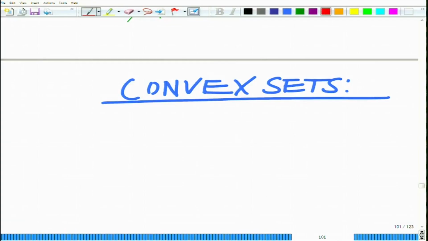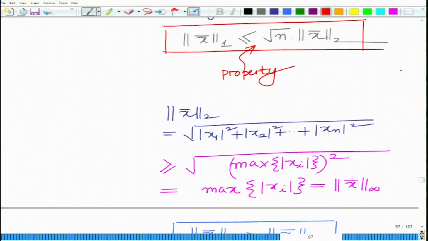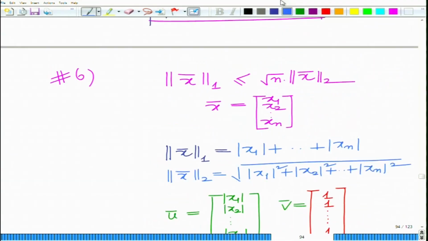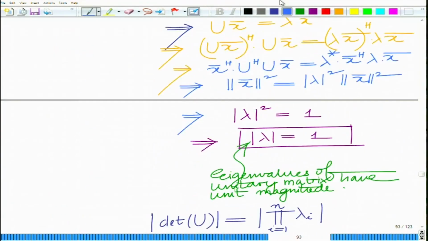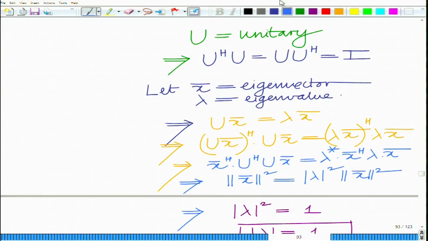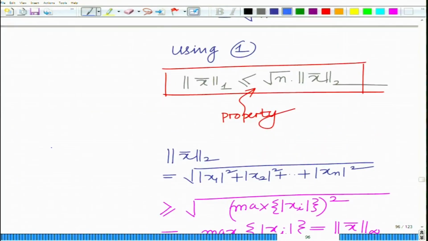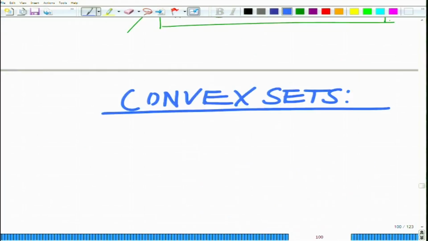The previous one was problem number 6, so let us call this problem number 7.